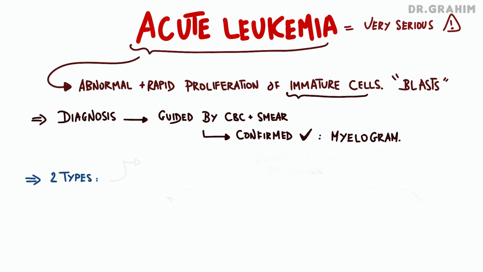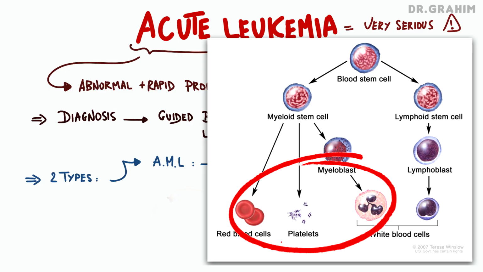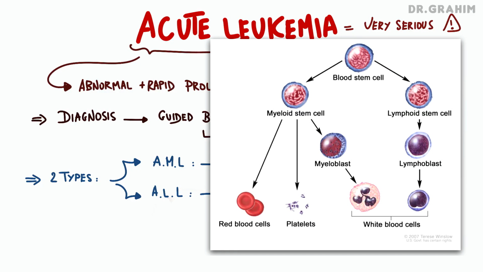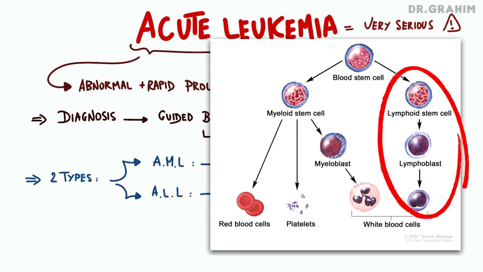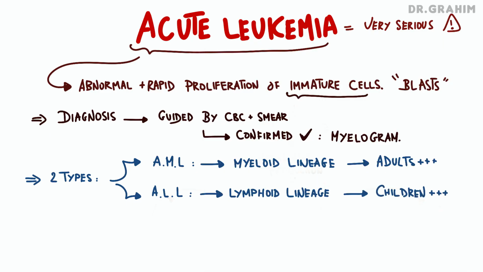There are mainly two major types of acute leukemia, depending on the origin of the affected cells. First one, acute myeloid leukemia, AML. It affects the myeloid lineage, which produces red blood cells, platelets, and certain white blood cells. This type mainly affects adults. And the second type, acute lymphoblastic leukemia, or ALL. It involves the lymphoid lineage, responsible for the production of lymphocytes, and it is more common in children.